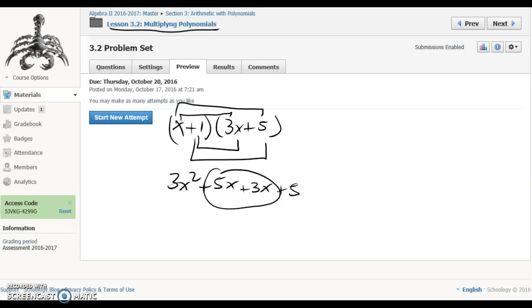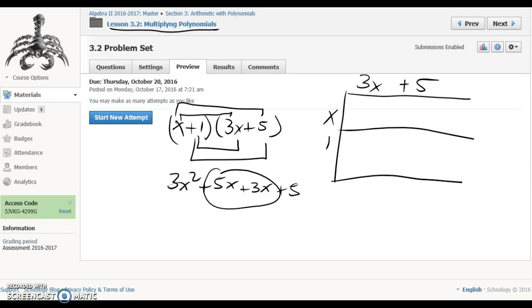So that would mean that I have x plus 1 along one side of the box, and then I have 3x plus 5 along another side of the box. And then these coordinating squares are what it becomes. So I just multiply x by 3x to get 3x squared. Then I multiply x by 5, which becomes 5x. Then I multiply 3x by 1, which gives me 3x. And then I multiply 1 by 5, which gives me 5.